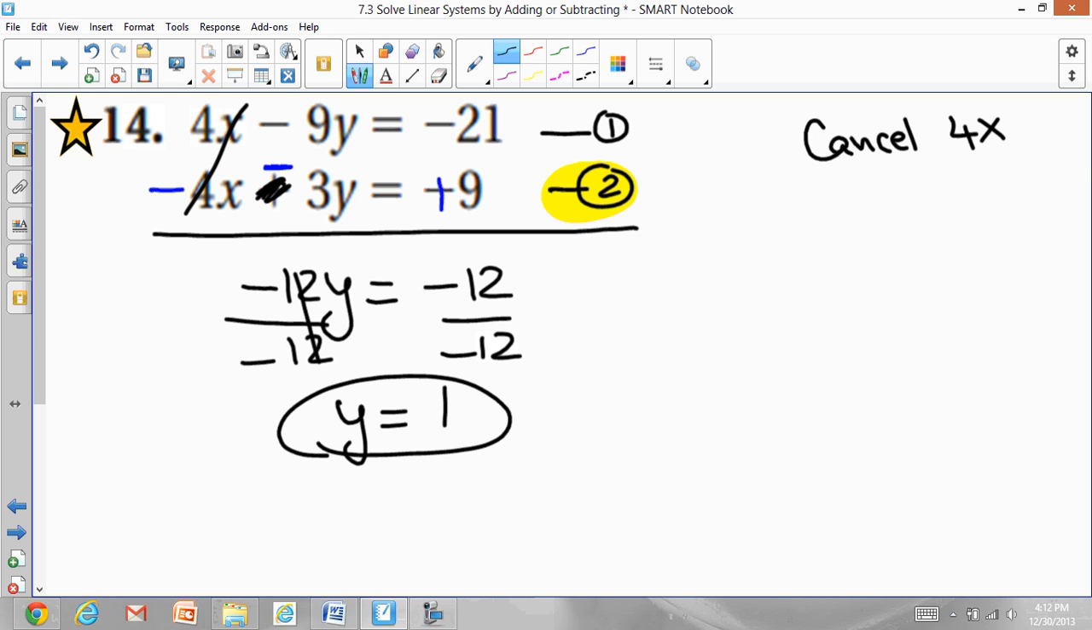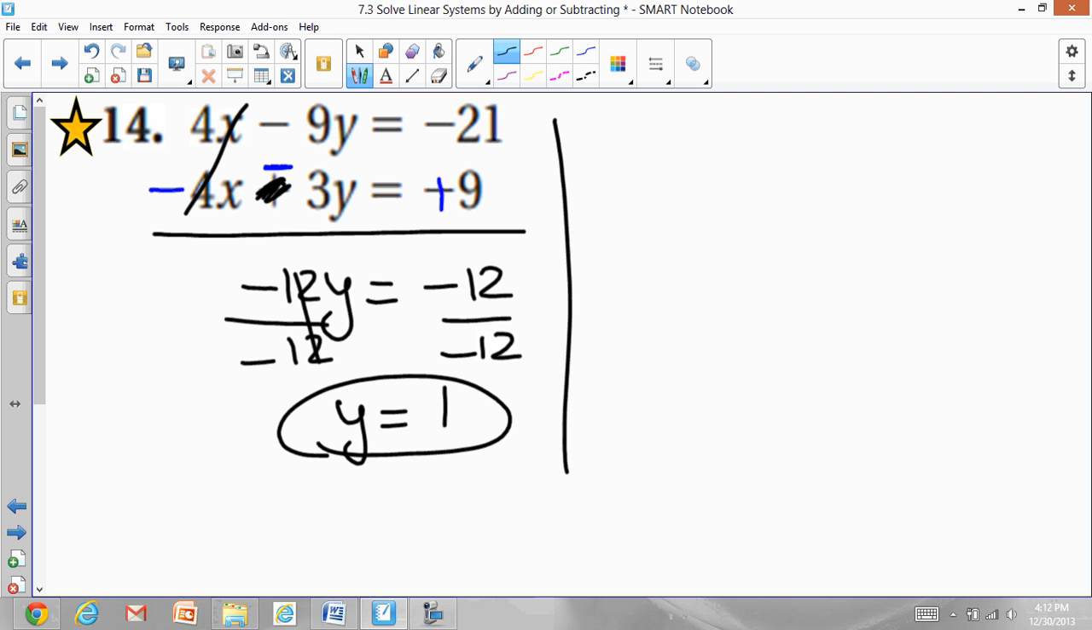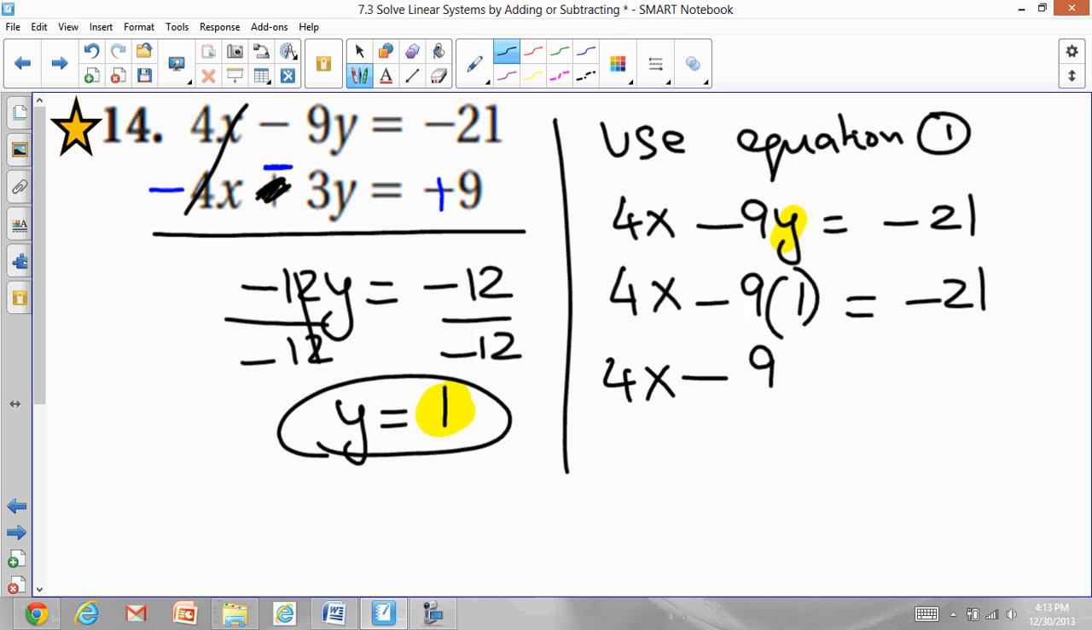Once you get y equals 1, now we have an option. You can either go back to the first equation or the second equation. It really doesn't matter. So in this case, let's use equation number 1, which is 4x minus 9y equals negative 21. So 4x minus 9, and replace this y by 1, equals negative 21. 4x minus 9 times 1 is 9.